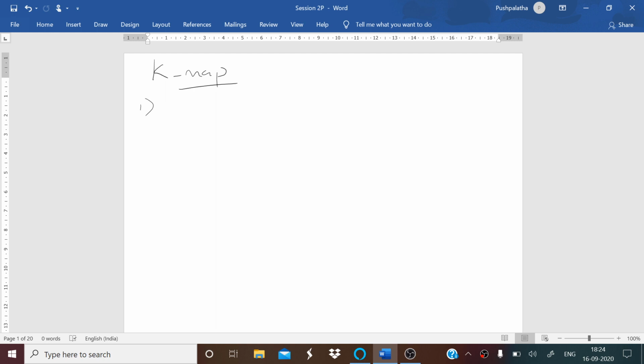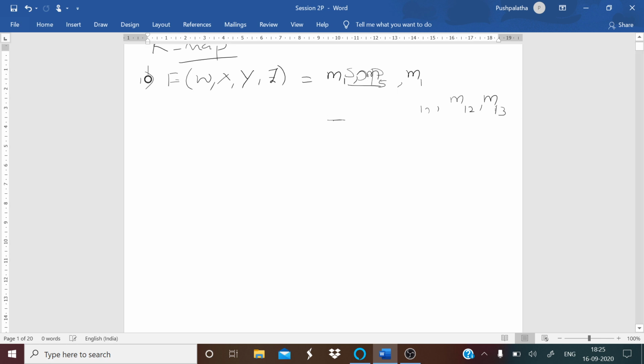So draw the K-map and write the reduced expression for f of w x y z equals m1, m5, m10, m12, m13. So what are you supposed to do when they give it like this? M1, as it is there already, smaller m, lowercase letter m, so it represents SOP. So you are going to do the SOP form.